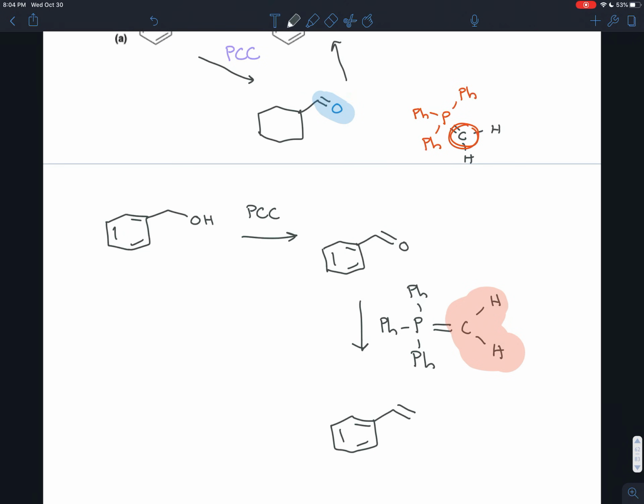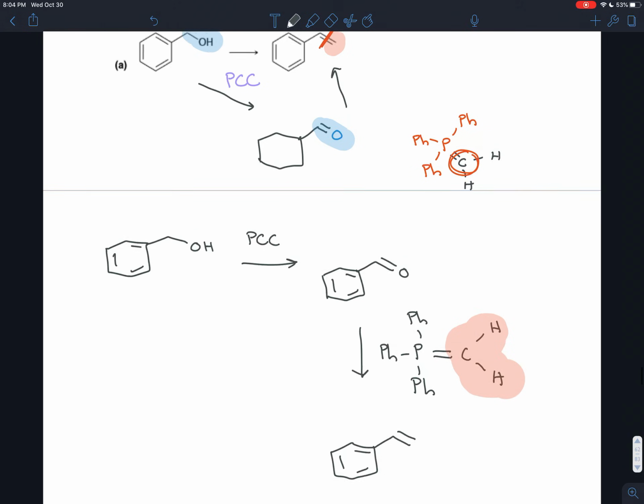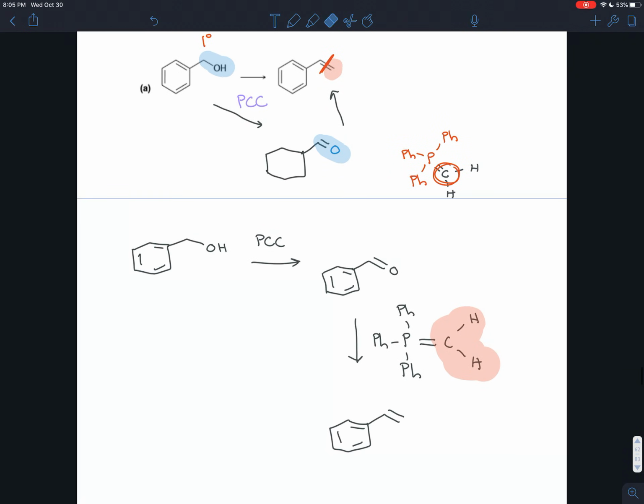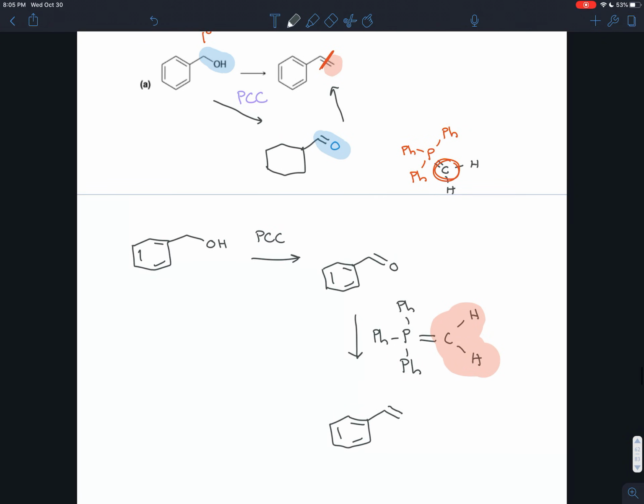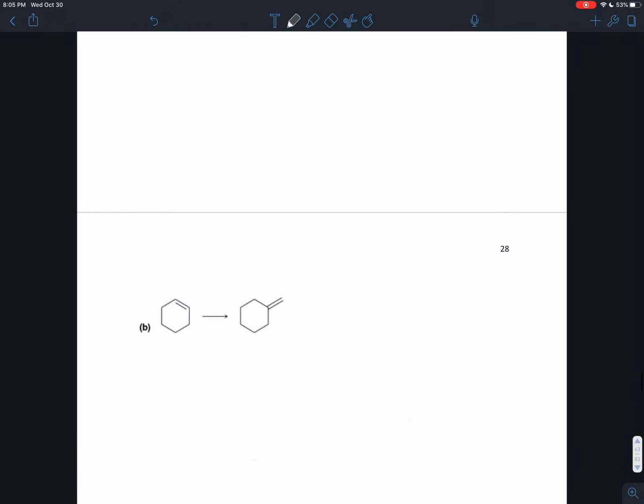The oxygen ends up getting replaced with the double bond to a carbon, and that has the 2 H's on it. Okay.